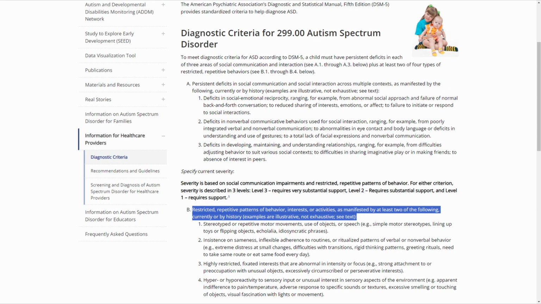We've reached section B. Let's see what's the criteria there. Restricted or repetitive patterns of behavior, interests, or activities, as manifested by at least two of the following currently or by history. Examples are illustrative, not exhaustive. See text.